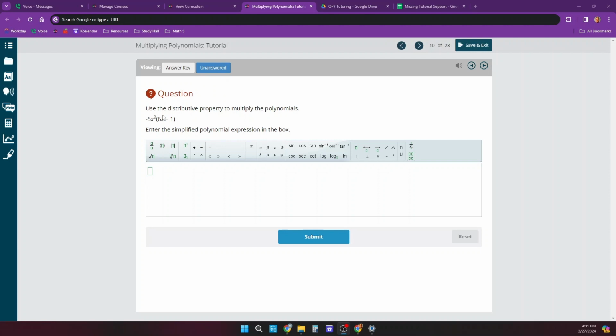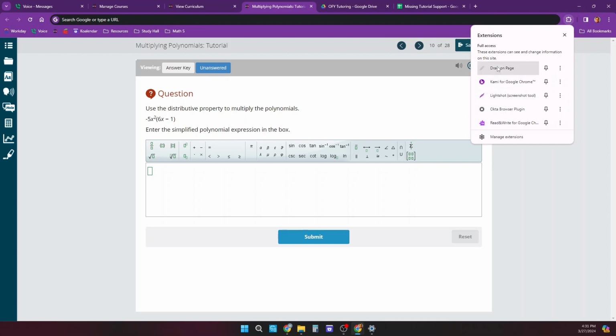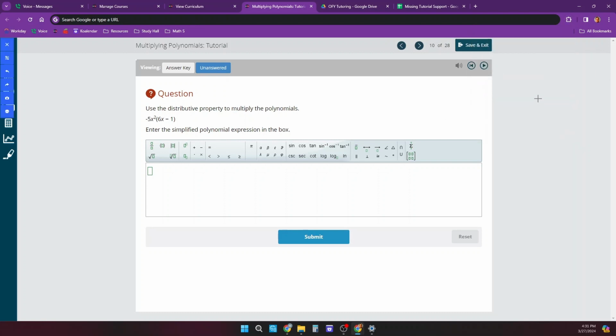And on page 10, we have a question asking us to use the distributive property. So we are going to multiply negative 5x squared times 6x minus 1. So let's go ahead and try and do that. So we're going to take negative 5x squared, and we're going to multiply it by 6x. So let's just isolate that part. We have negative 5x squared times 6x.